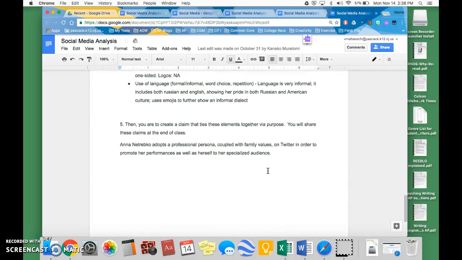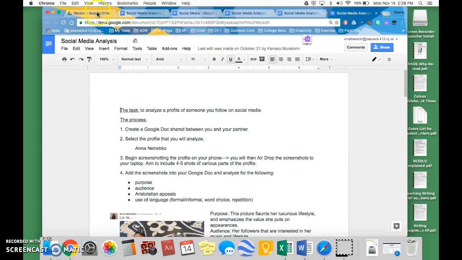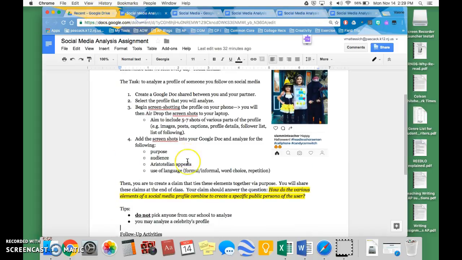Anna Netrebko adopts a professional persona coupled with family values on Twitter in order to promote her performances as well as herself to her specialized audience. Because obviously she has a specific fan base that's maybe heavy on people who like things that are Russian or who are Russian by background, etc. So that's an example of what my students ended up producing.